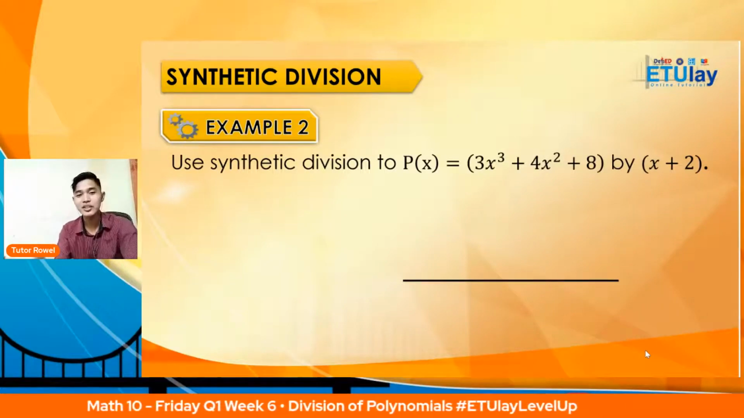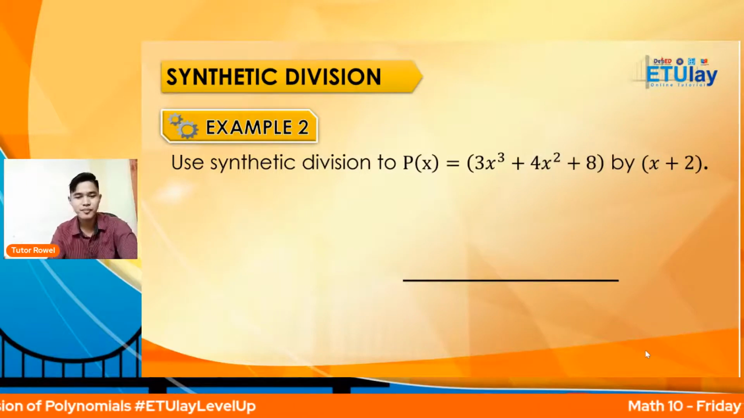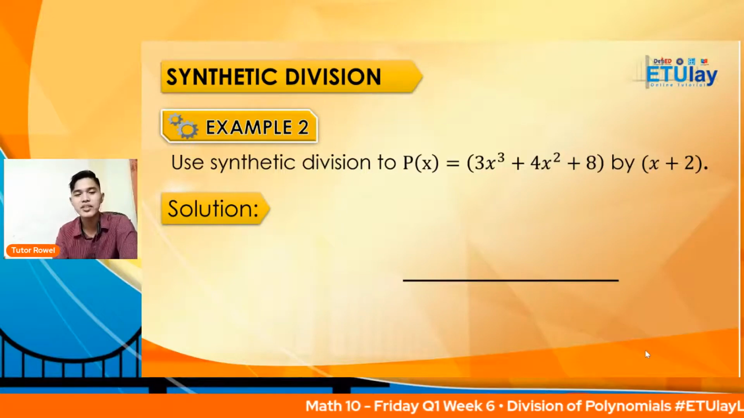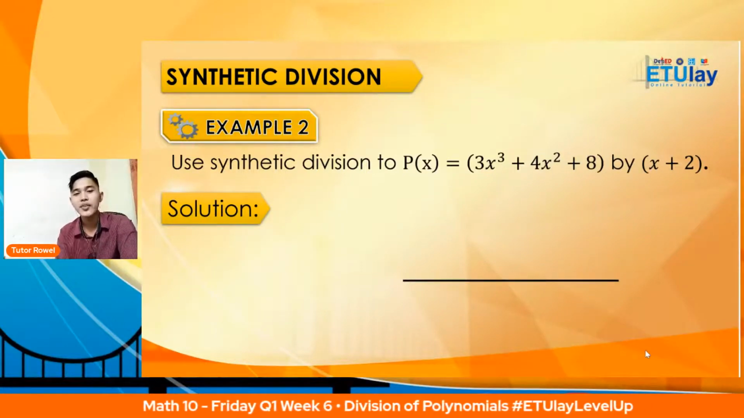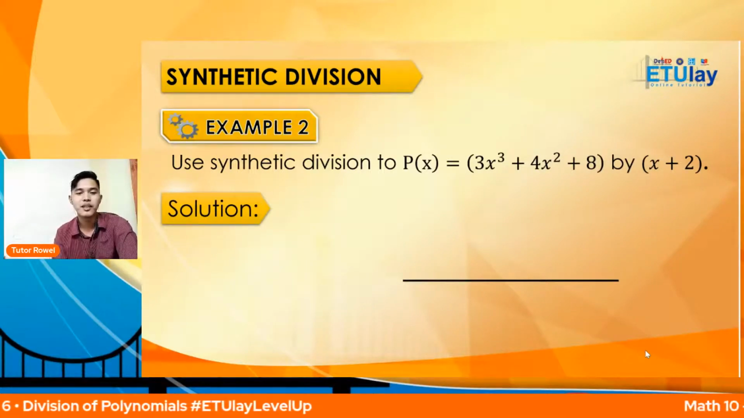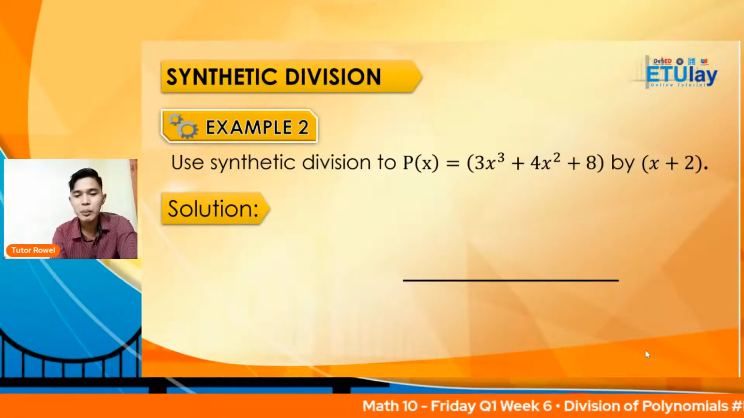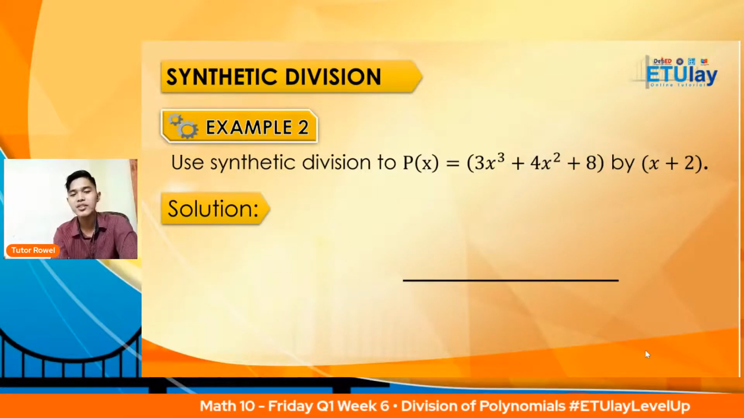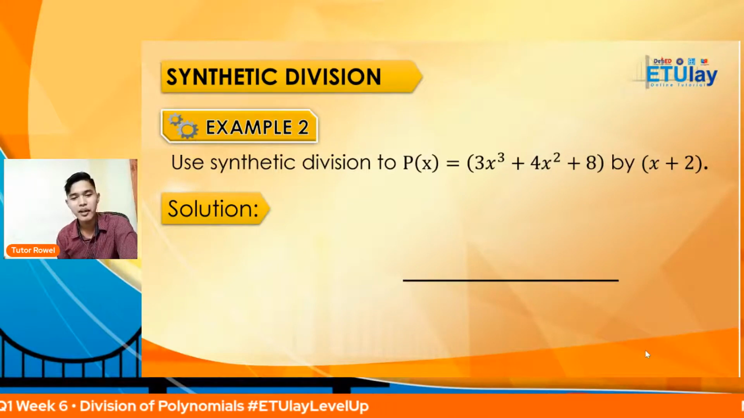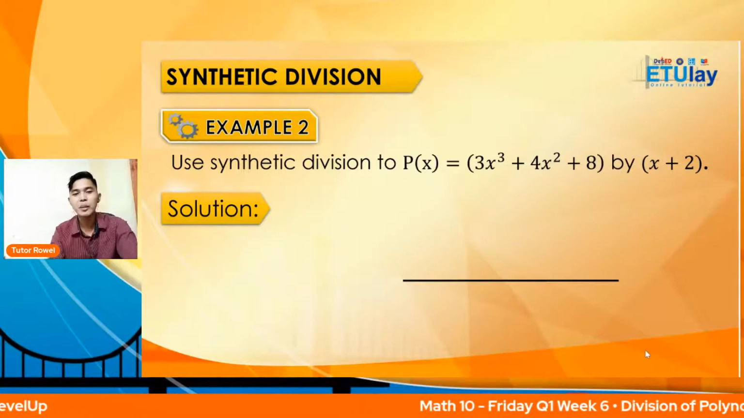Di ba sobrang dali lang yung synthetic division? Sinulat lang natin yung coefficient. Okay, let's try another one. So, for this one, we have p of x equals 3x cubed plus 4x squared plus 8 to be divided by x plus 2. Now, anong na-observe nyo sa exponents, sa degree? Kompleto po ba yung degree dito kay 3x cubed plus 4x squared plus 8 or may kulang? So, may kulang na may variable x lang, yung x raised to 1 lang. Dahil dyan, pag kulang, i-fill natin siya by 0.